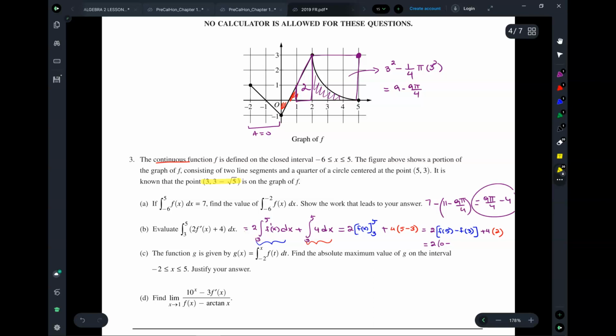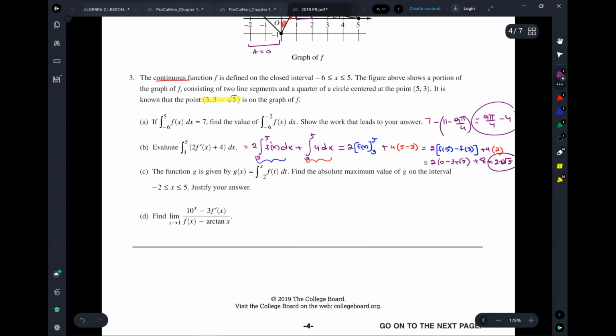Right? So 3 minus root 5 plus 8. Yeah, I know. At the end of the day, that's 2 plus 2 root 5. Yeah. So that's 2 plus 2 root 5. So now I have a secret for you. You ready for my secret? Okay. On the AP test, if you left it like this, it would be okay, as long as it's all correct.